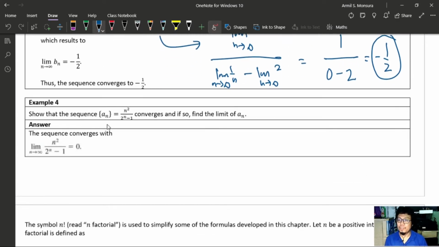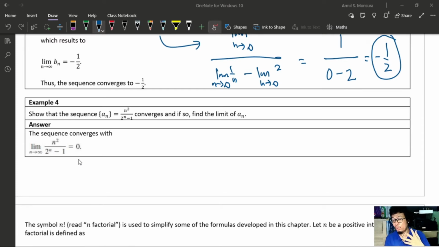Next, let us show that the sequence a sub n equals n squared over 2 raised to n minus 1 converges, and if so, let us find the limit of a sub n. In cases like this, since this is not purely polynomial because we have an exponential term here, another way to evaluate the limit is by the use of L'Hopital's rule.